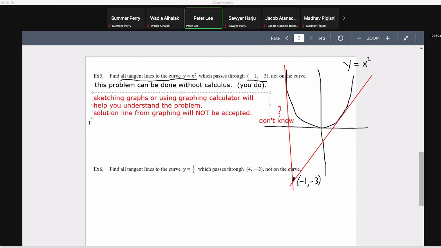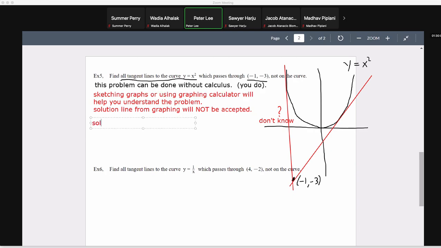Okay, so now solution. Let's get to the solution here. How do you get the solution? We have to get the slope. Okay, now solution. How do you do this? Okay, so f of x equals what? f of x equals x squared. Okay, x squared, all right.